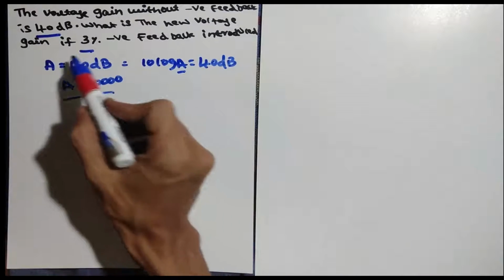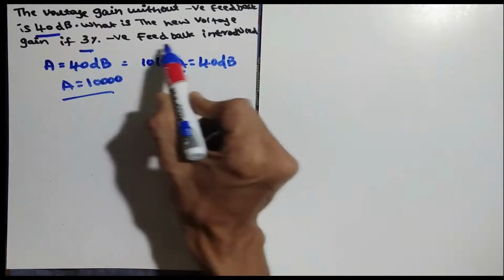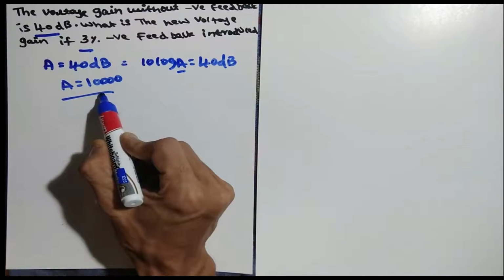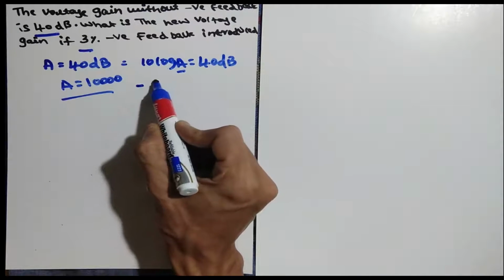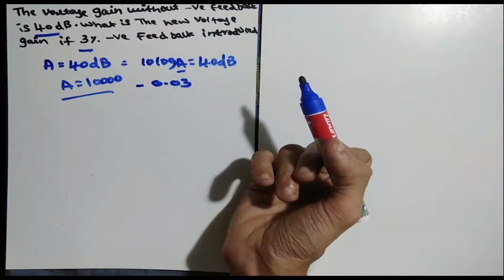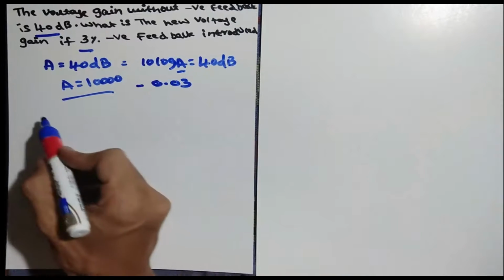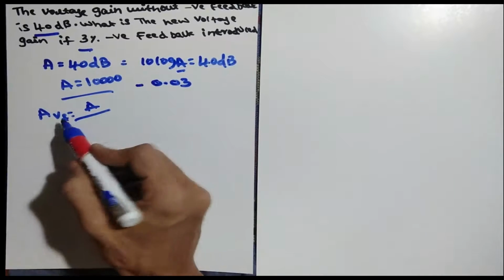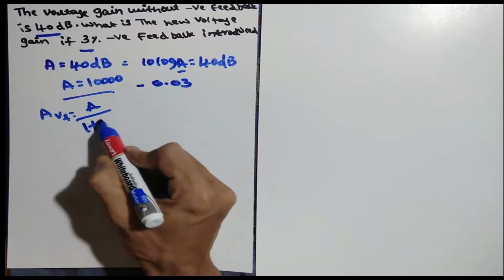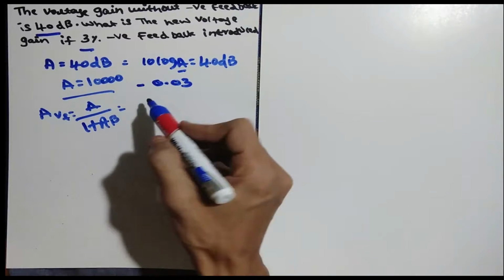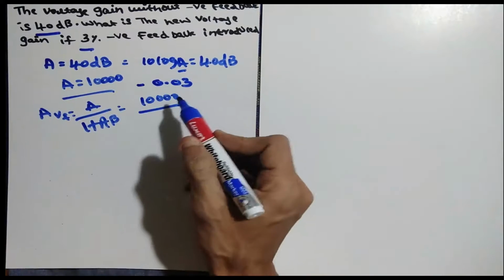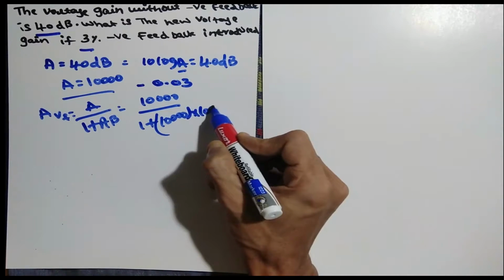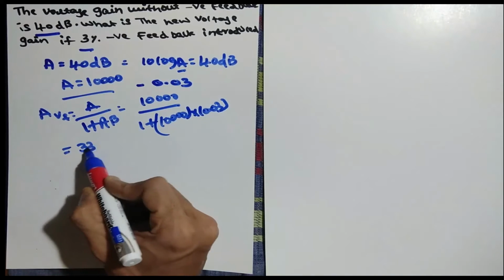Now here the trick is that the feedback is given as 3%. 3% means 0.03. So if you take 0.03 as beta, apply the formula AF is equal to A divided by 1 plus A beta. Apply this one. So A is 10,000 divided by 1 plus 10,000 into 0.03. So you will get the final answer as 33.2.